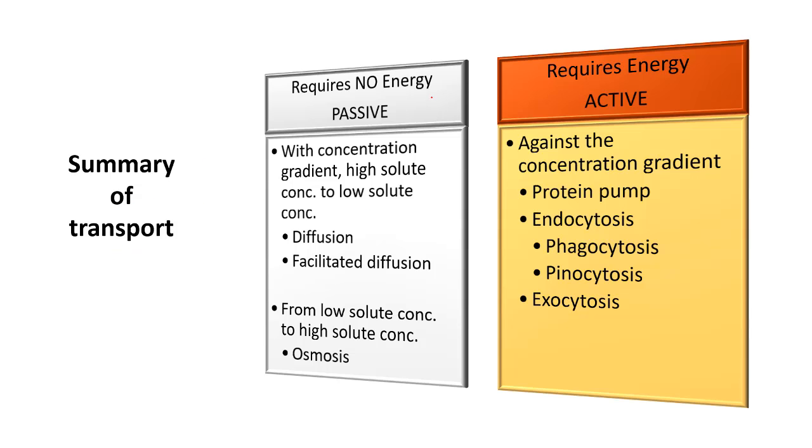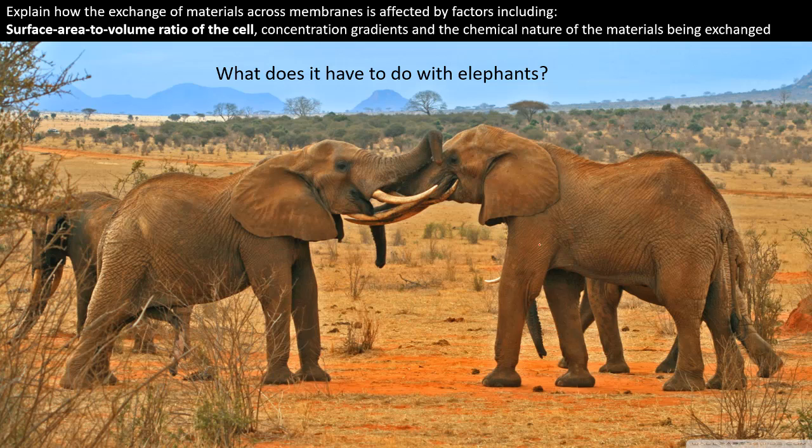So here's a summary. The passive stuff takes no energy, goes with the concentration gradient from high solute to low solute. That is a form of diffusion, whether it's facilitated or simple diffusion. Then osmosis goes from a low solute concentration to a high solute concentration. Again, no energy required. Whereas over here, these things require energy. Protein pumps, any type of cytosis, endocytosis, exocytosis, requires energy to occur.